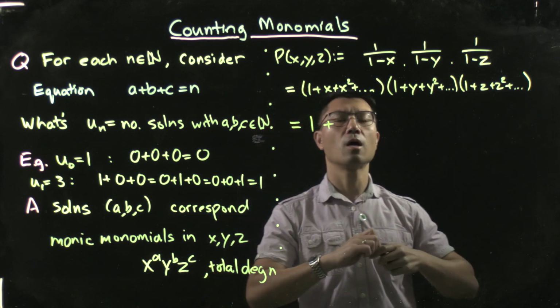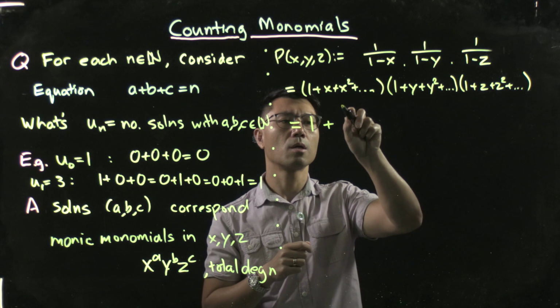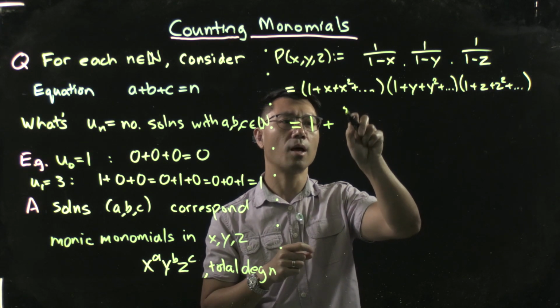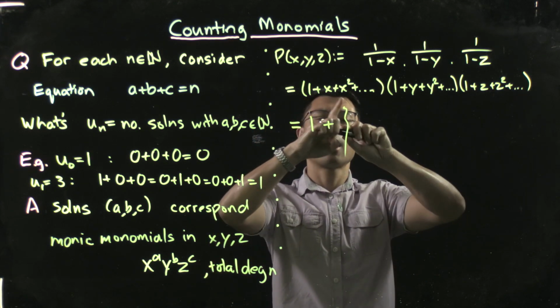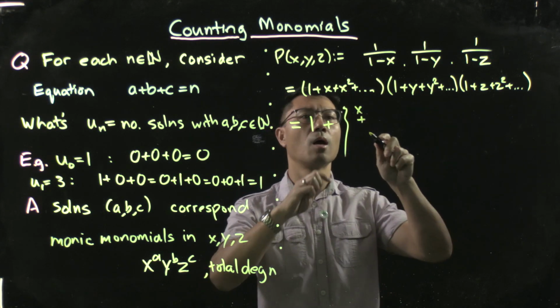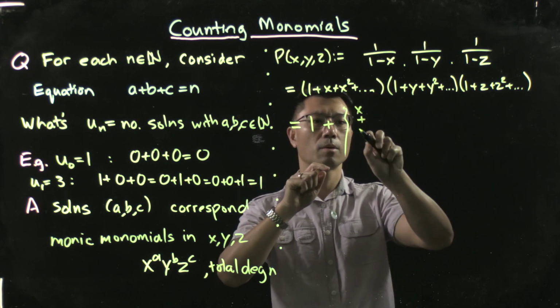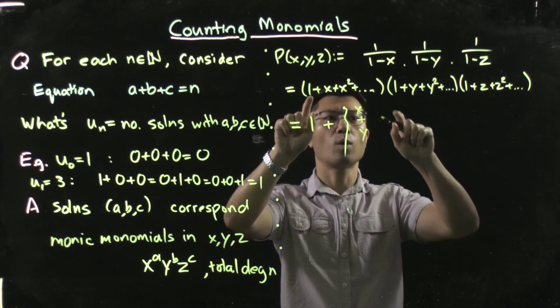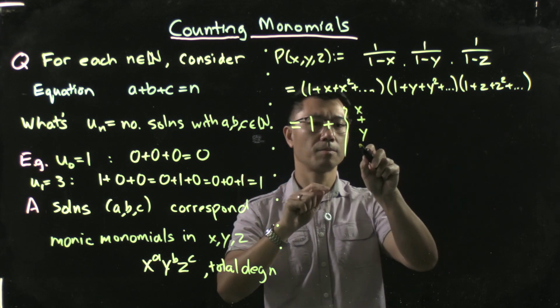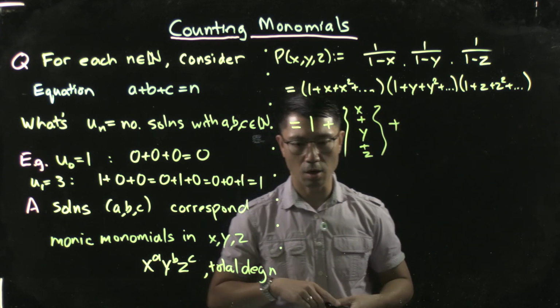And what about the term that's the next one in the series? So what you'll have here is, well, you get x times 1 times 1. And then you'll also get 1 times y times 1. And then you also get 1 times 1 times z. And what's the next term?